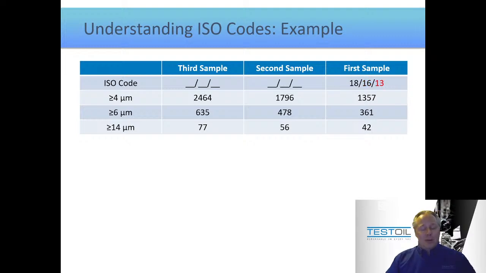So in the end, when I've coded this set of results, I would come up with 18, 16, 13 as a way of representing the first sample's particle count. Now, if I took the time to go through the other two, you would quickly find that actually all 3 of them are 18, 16, 13.